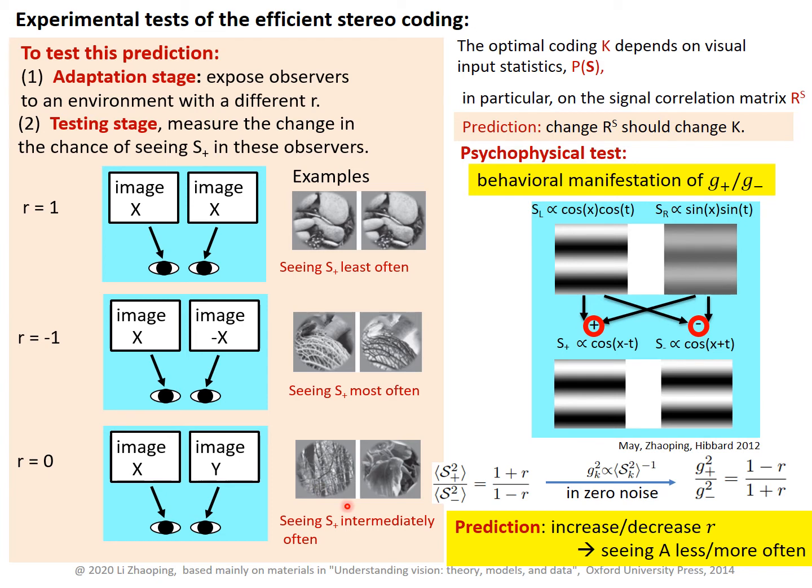And such changes as a result of adaptation are quite unusual, since we let observers see static images during adaptation, but such adaptation causes their visual perception of visual motion to change. Yeah, and that's quite unexpected. So if we do observe such perceptual changes in visual motion, then they should provide quite strong support to the theory.